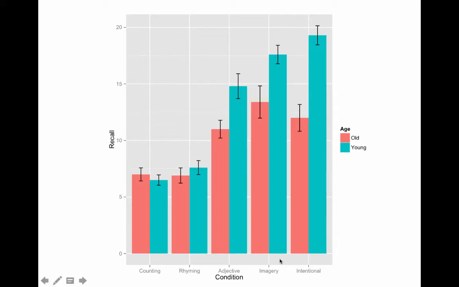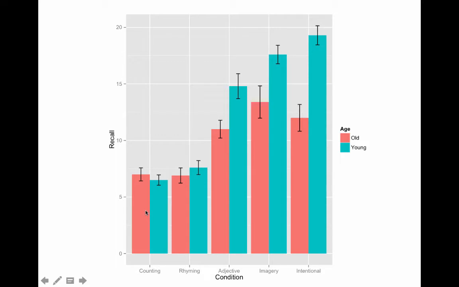So here we have the different conditions on the bottom. These are error bars, and we're going to look at how to visualize those today. And so what we can see is that certainly for some of these, age matters. For example, here on intentional, we have a really big difference. Young people have much better recall than old people. We can see it here on imagery and here on adjectives too. And there's small differences, but maybe not significant ones on these conditions here. So that's just comparing age within any individual condition. We can also see that the conditions themselves have big difference. For example, people recall things much better if they're doing intentional or imagery or adjective than they do if they're doing counting or rhyming.